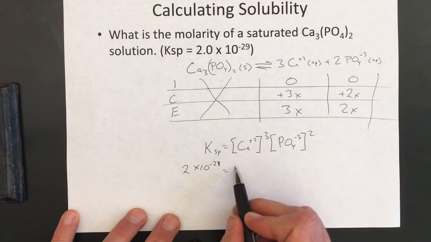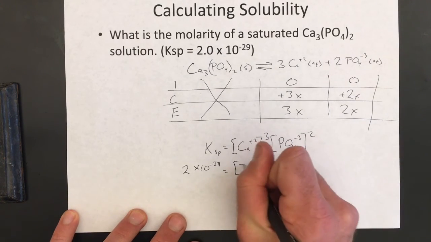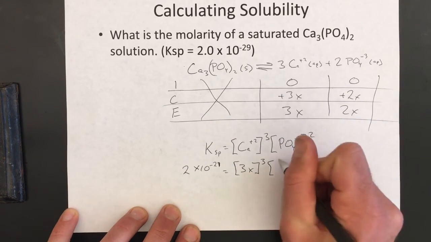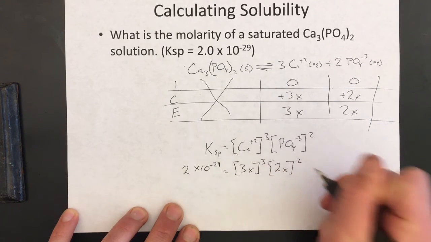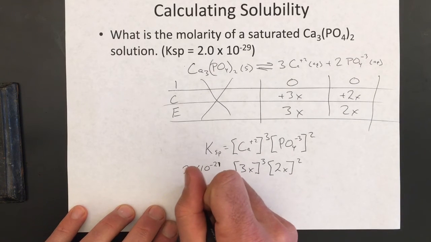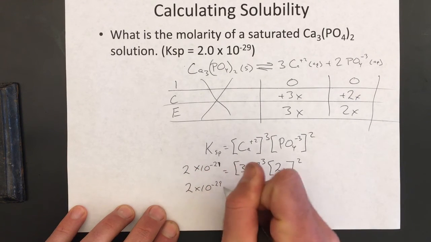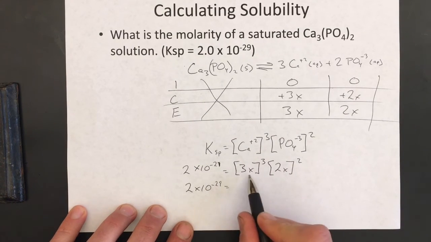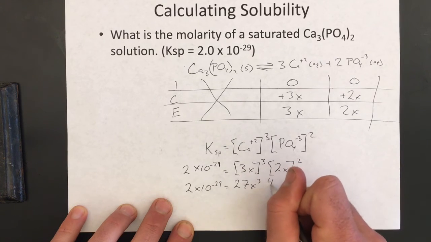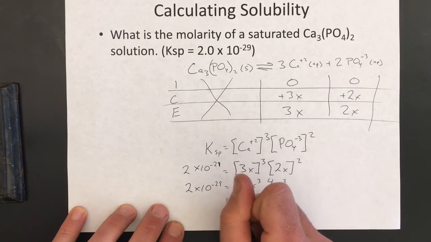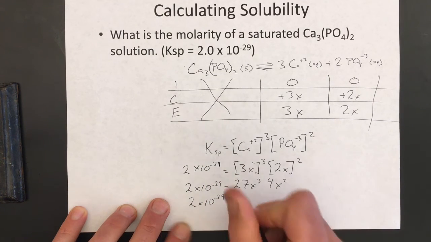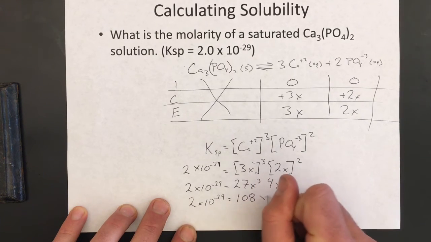And so we can plug those values in and we'll solve for x. So for calcium, we have 3x, and then it's cubed because of our equilibrium expression. And then 2x is going to be squared. Okay, so now we just need to use some algebra to solve for x. So we have 2 times 10 to the -29 is equal to 3x cubed is 27x cubed. And then 2x squared is 4x squared. Okay, multiply these together and you get 108x to the 5th.